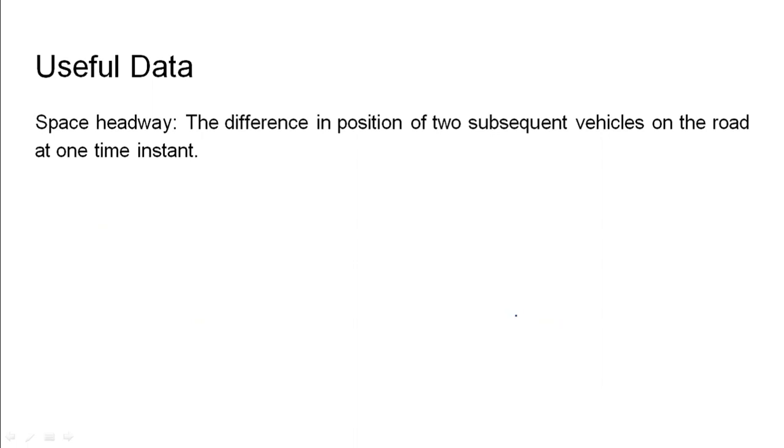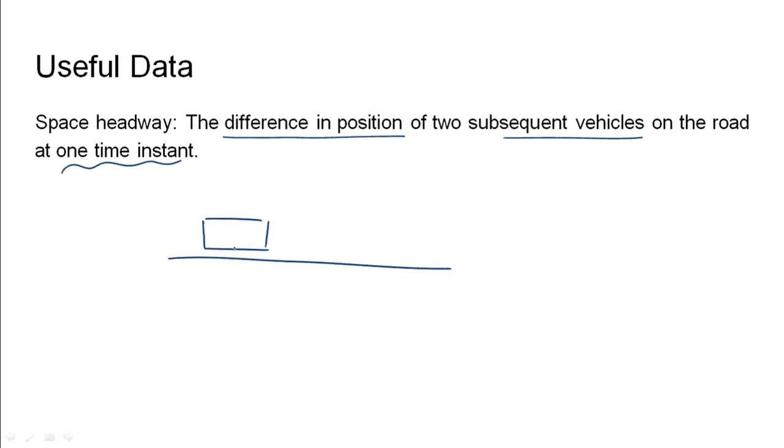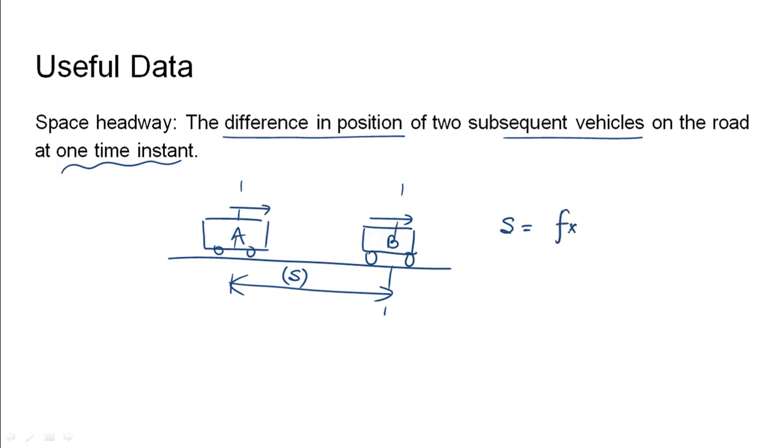Coming to the useful data, space headway is defined as the difference in position of two subsequent vehicles on the road at one time instant. So let us assume there is one vehicle A which is traveling on the road and another vehicle is ahead of it which is B. So the difference in position of these two vehicles is given as the space headway, denoted by the letter S.